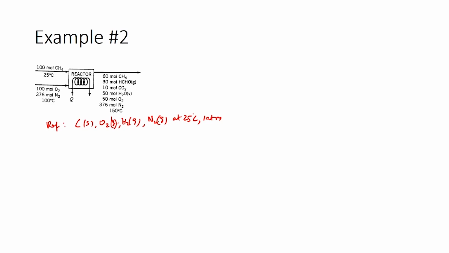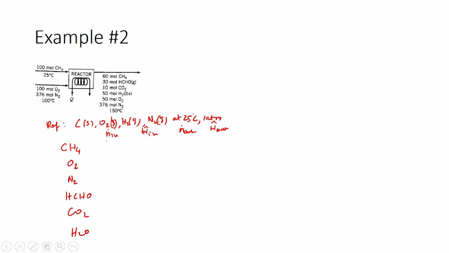This would ensure that we can use the heat of formation values, which are the standard heats of formation obtained from the tables available to you. So, now let us build the enthalpy table. The components you would have are methane, oxygen, nitrogen, formaldehyde, carbon dioxide and water. So, you have N in dot, H cap in, N out dot and H cap out.